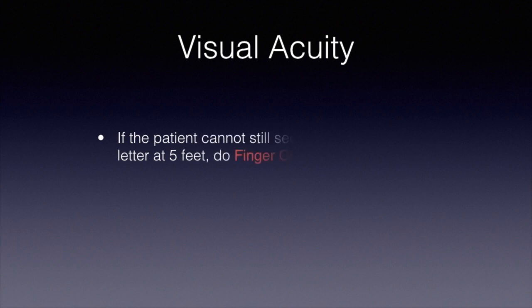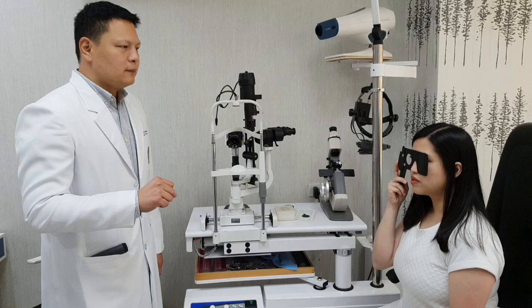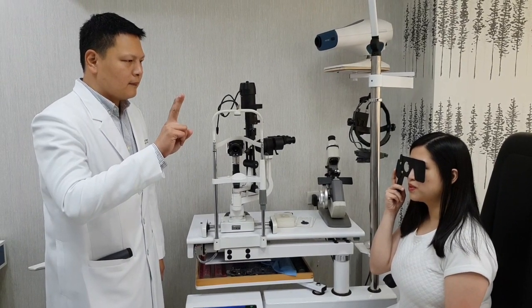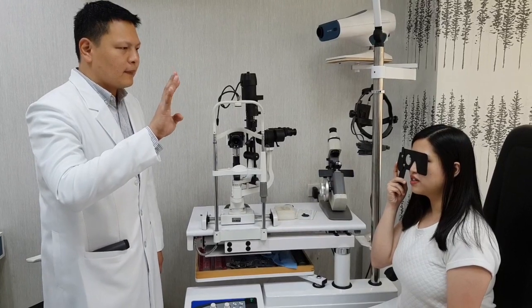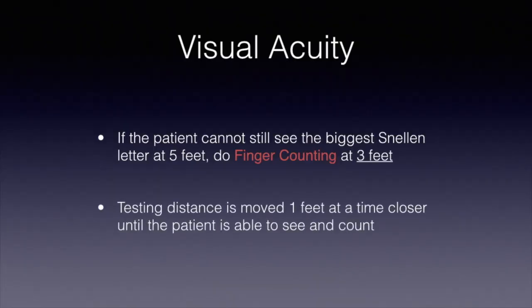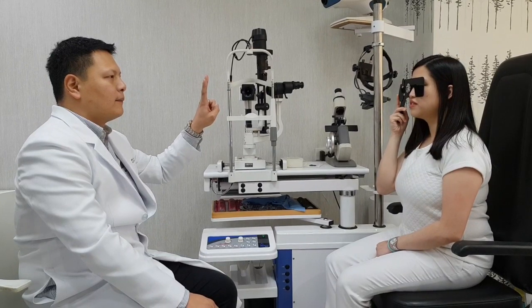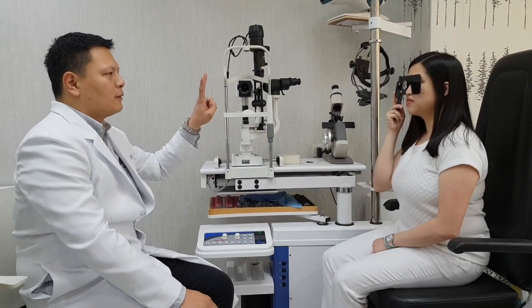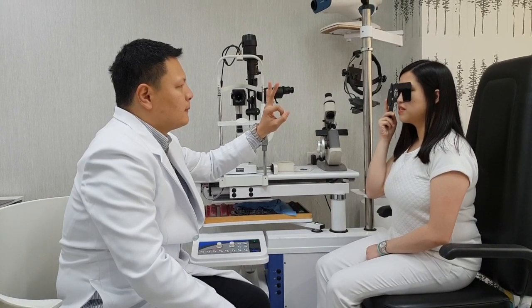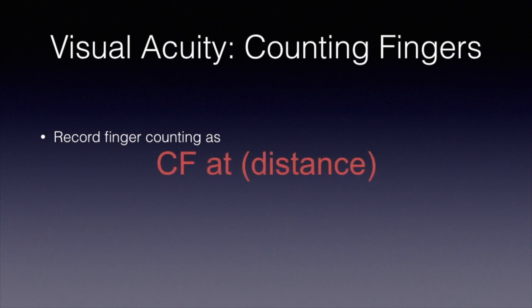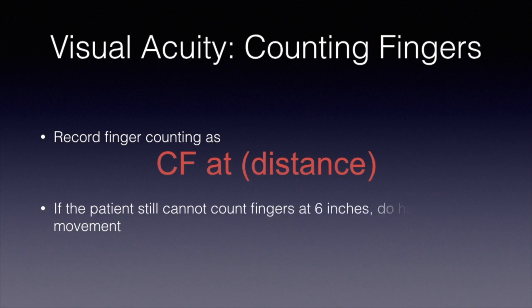If the patient still fails to see the biggest optotype at 5 feet from the chart, the vision is then tested by counting fingers from about 3 feet away from the patient's face. The test distance moves 1 foot closer at a time until the patient correctly counts the number of fingers being held in front of her. This is recorded as CF for counting fingers and the distance at which the patient was tested.